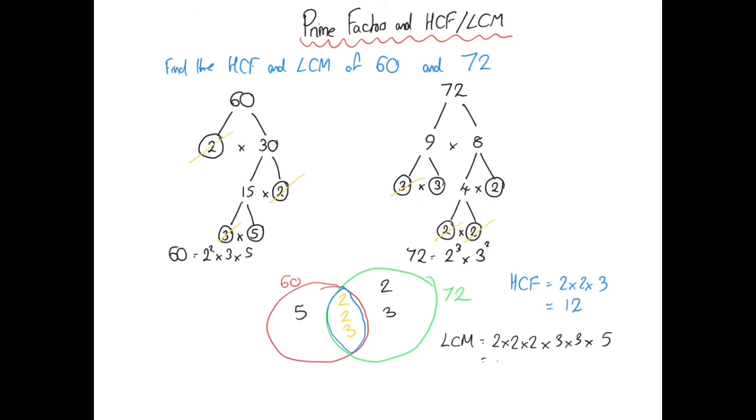So that's 2 cubed times 3 squared times 5. And if you work that out, that's actually 72 times 5, which is 360. And that is our lowest common multiple.